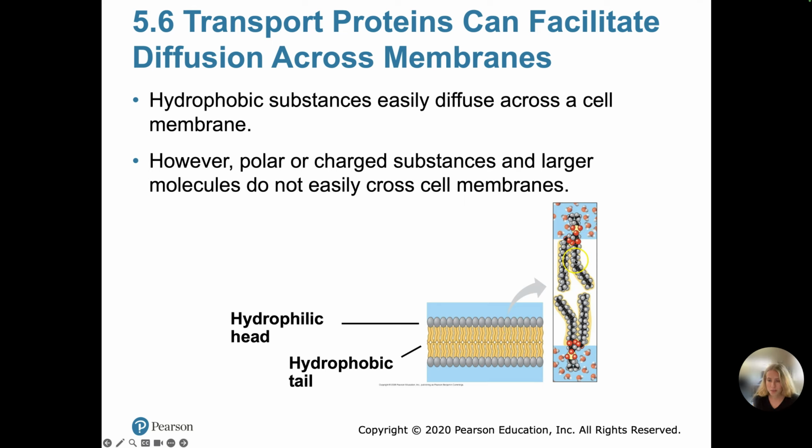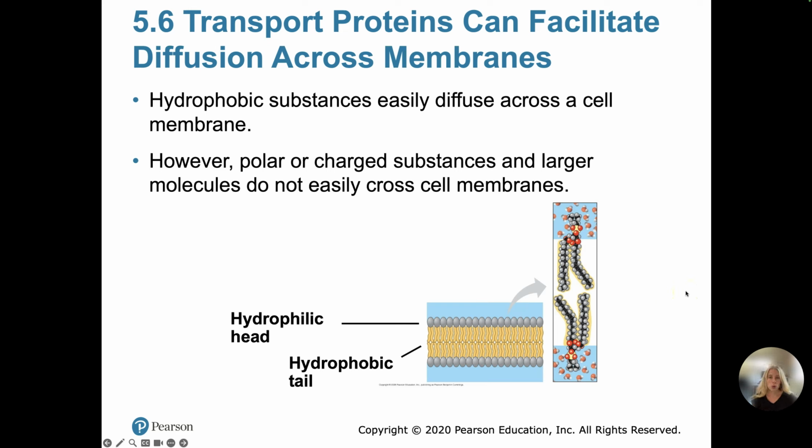Because the interior of the membrane is made up of those hydrophobic tails, other hydrophobic substances are easily able to diffuse across the membrane because they don't have a problem crossing that hydrophobic interior. However, polar or charged substances and larger molecules do not easily cross cell membranes. And that is because they have a hard time getting through the hydrophobic interior of the membrane.